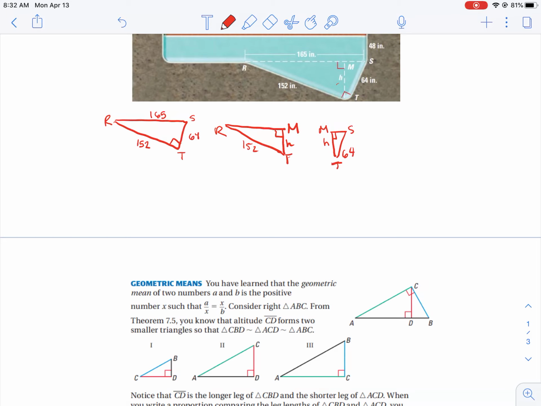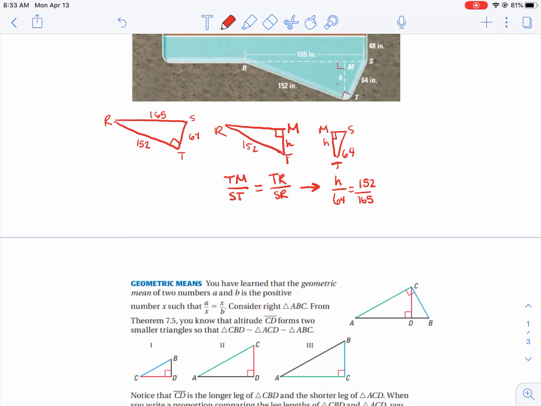So step 2, we want to find the value of H. So we need to use the fact that triangle RST is similar to triangle RTM to write a proportion. So I can write a proportion here. Let's start with TM over ST. So I'm using my small triangle, TM over ST. And that corresponds with TR over SR. So then I can substitute in my values. So I have h over 64 equals 152 over 165.